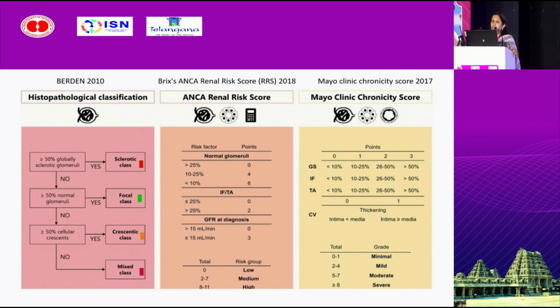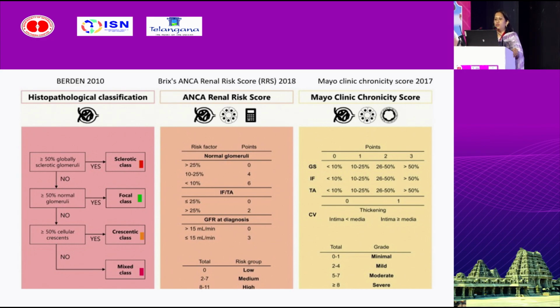Then if it is mixed sclerosed and cellular crescents, it is a mixed class, and completely sclerotic, more than 50% globally sclerotic, is sclerotic class. So this will help us in prognostication regarding the progression of the renal function. Then it was realized that it is not just a histological finding of the glomeruli, but also the other compartment, that is tubulointerstitial compartment chronicity, and GFR would also enable us to prognosticate, to stratify the patient. So hence this ANCA renal risk score was introduced in 2018.